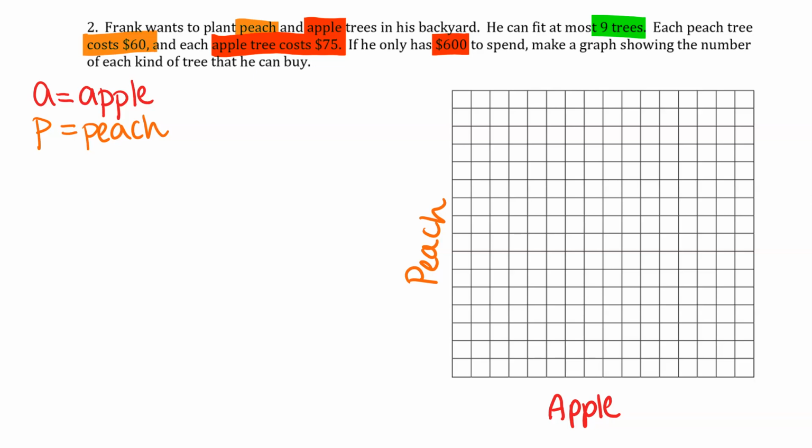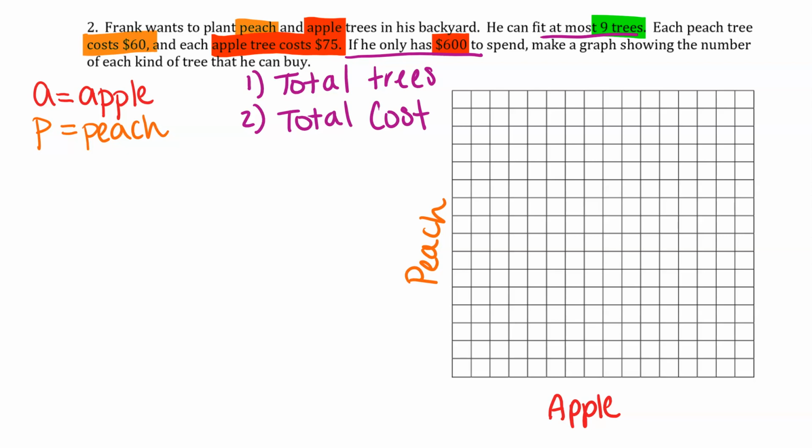I totally realize that. So we are talking about two different totals, right? We're talking about total trees, at most 9 trees, and we're talking about total money. So his budget is $600, okay? So we have to make two different equations. Our first equation is going to talk about total trees, okay? And our second equation is going to talk about total cost.